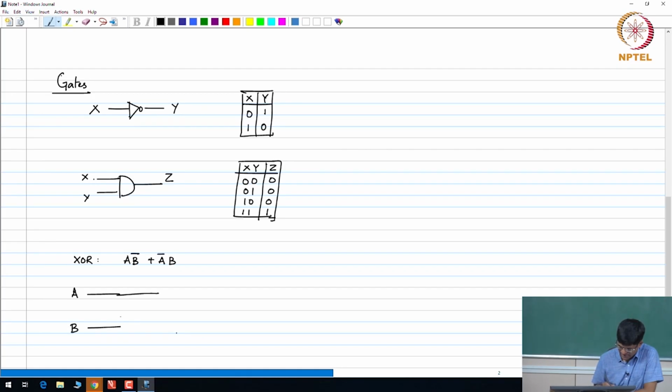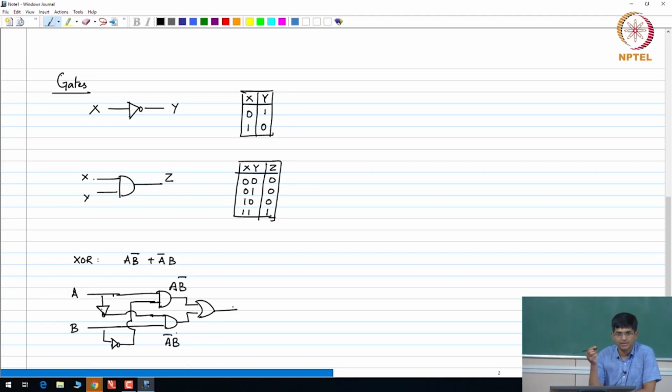I would take A and the inverted version of this. So what I have over here is A ANDed with B bar, and this is A bar ANDed with B, and I take the two of them, OR them together and create an XOR. So this is an example where I have used simple gates, the OR gate, AND gate and the NOT gate, in order to create another gate, the XOR, right?